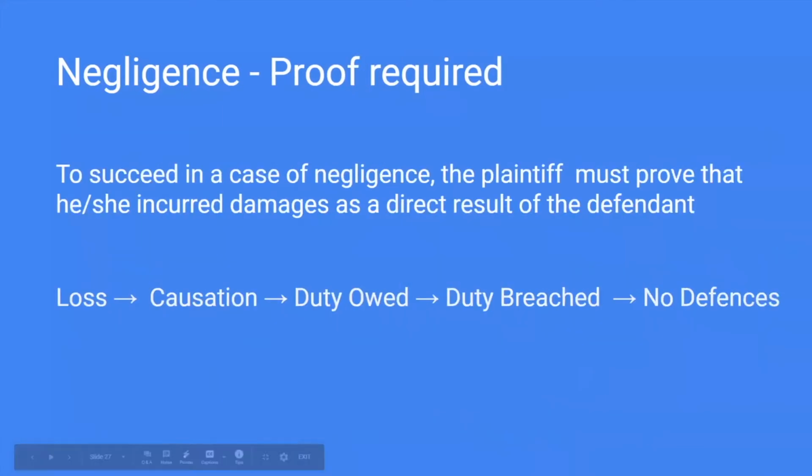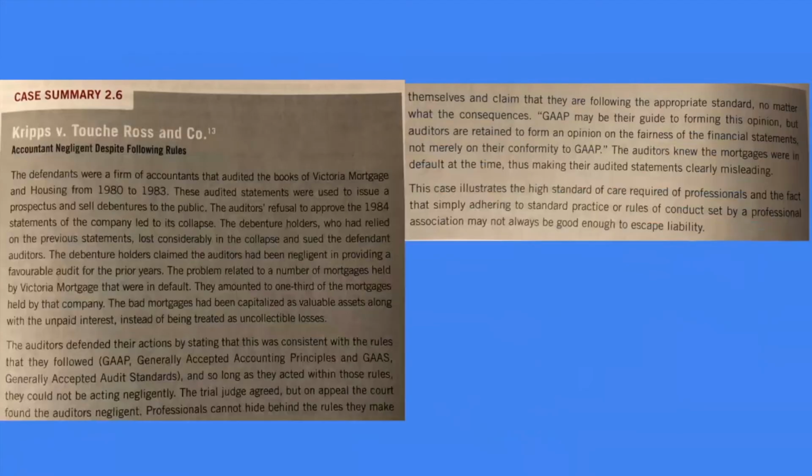So there really has to be, if you were to take your engineer to court, for example, or you take your lawyer to court, or you take your doctor to court, what you've got to do is make a connection between the loss, the cause of the loss, the duty owed, and the fact that the duty was breached, and that there are no defenses on the part of the doctor, let's say, or the engineer.